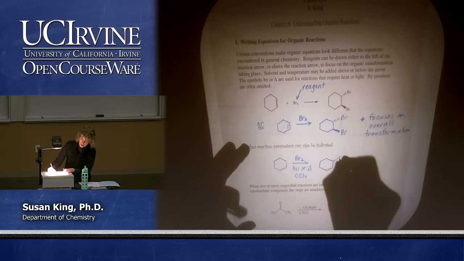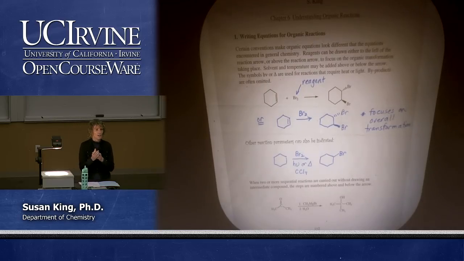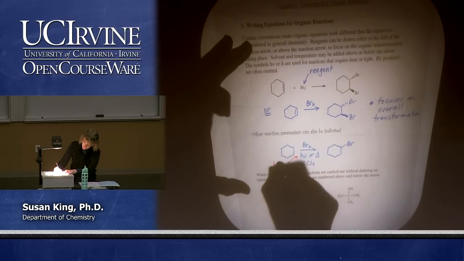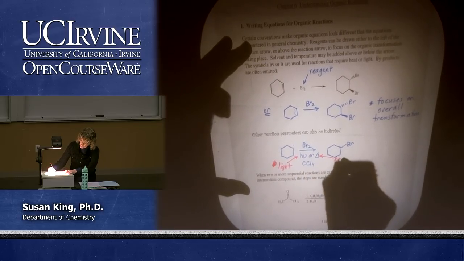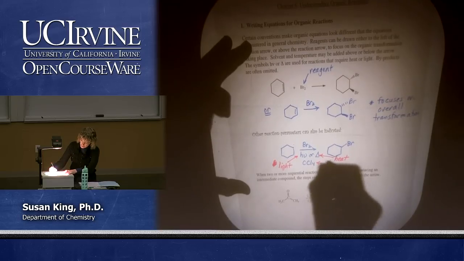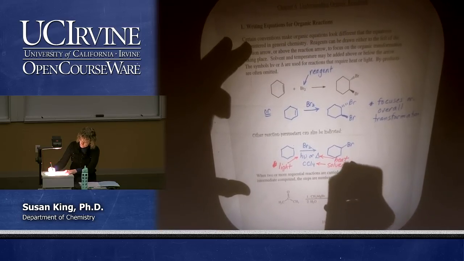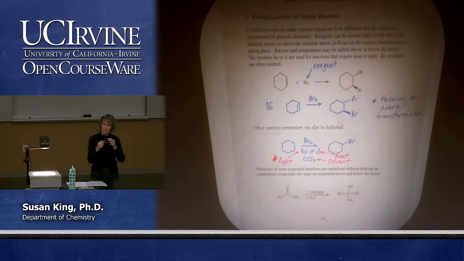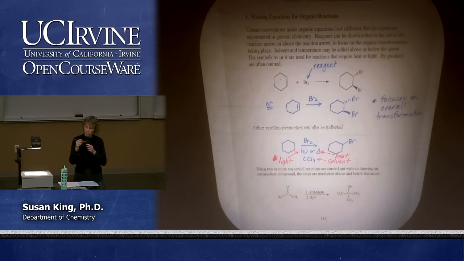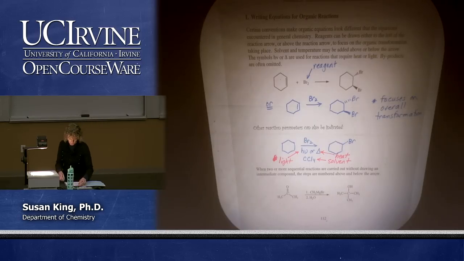So again, the focus here is on what's happening to our organic compound that we started with. How are we changing it into something else? So let me just label a few of these things. This is light. Delta for heat. And carbon tetrachloride, in this case, is the solvent. There's no rule about what goes above the arrow and what goes below. So you could put the light or heat above the arrow and the carbon tetrachloride on the bottom. There are no rules about what has to go above and what has to go below.